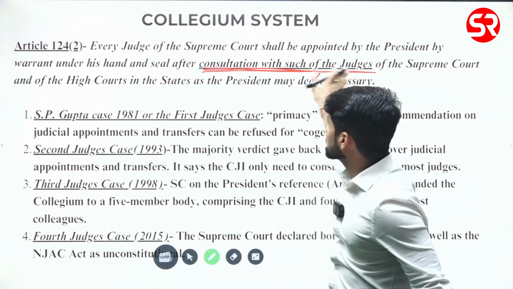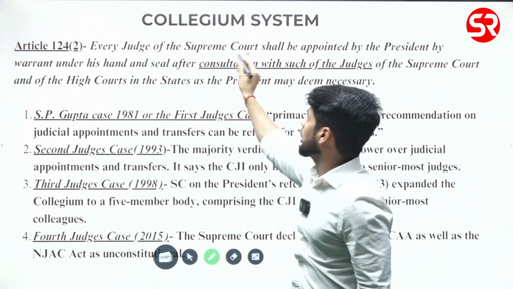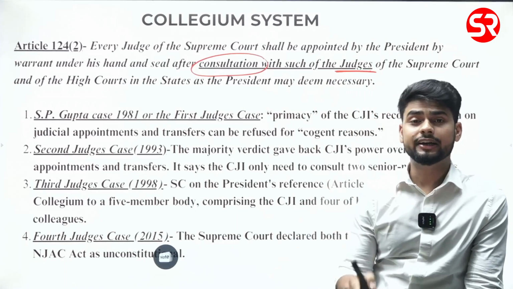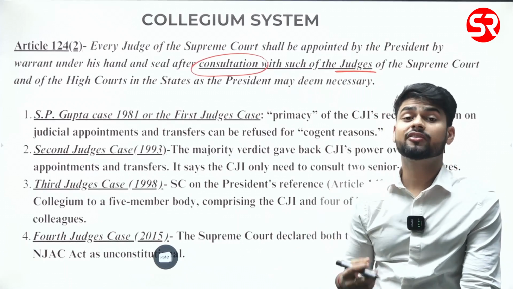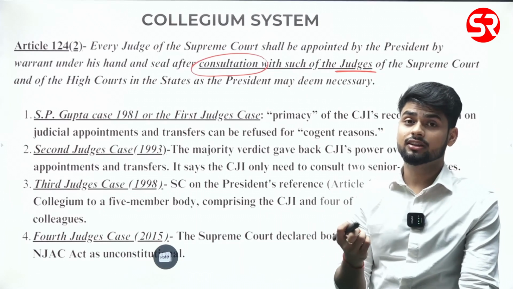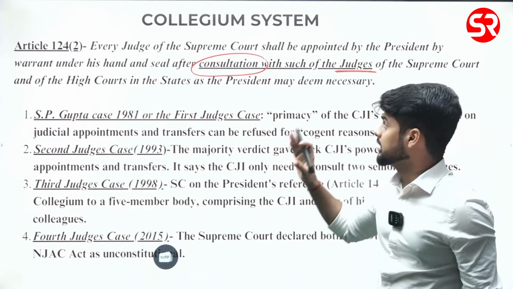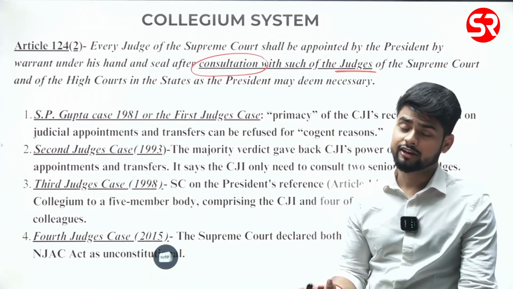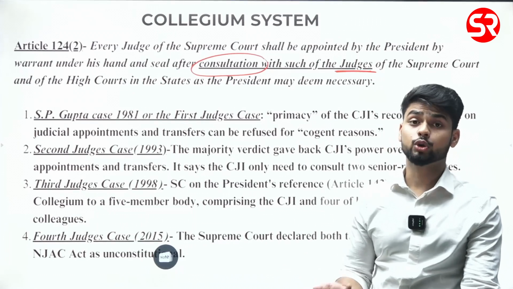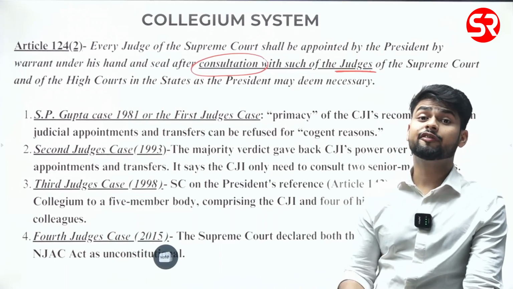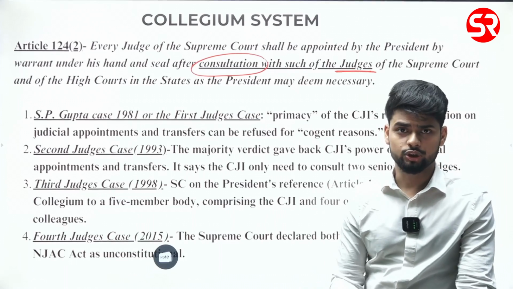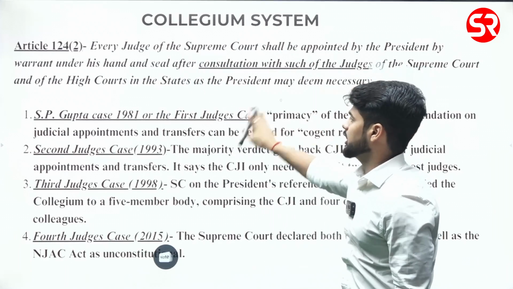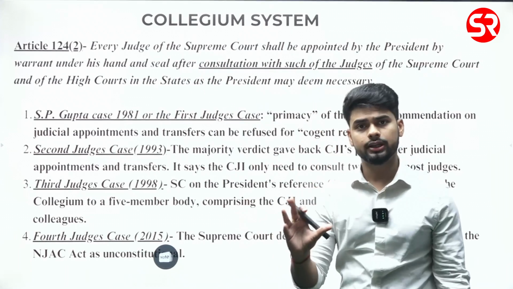Now, this is not telling whether this consultation, whether the opinion of these judges is going to be binding or non-binding upon the President. Now, whenever there is doubt, whenever there is confusion in the Constitution's word itself, then who will interpret it? Definitely the Supreme Court of India, because they are the custodian, they are the final interpreter of the Indian Constitution. So what happened eventually, there are 4 cases, 4 judgments which are related to this particular thing.